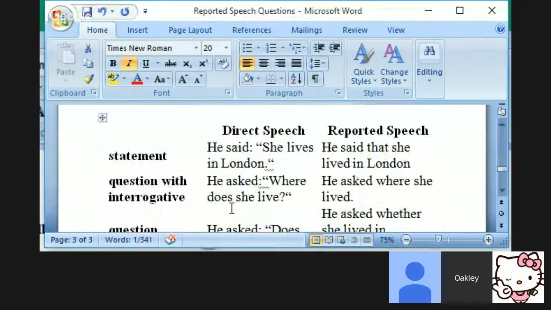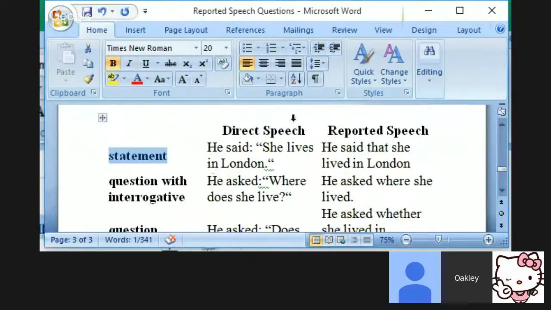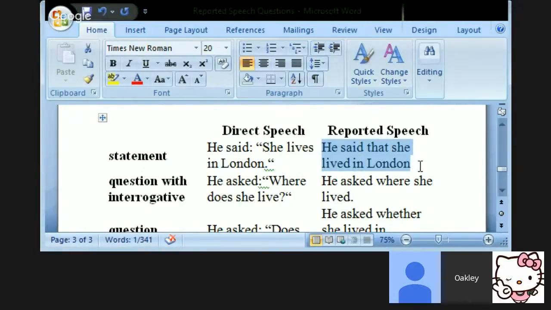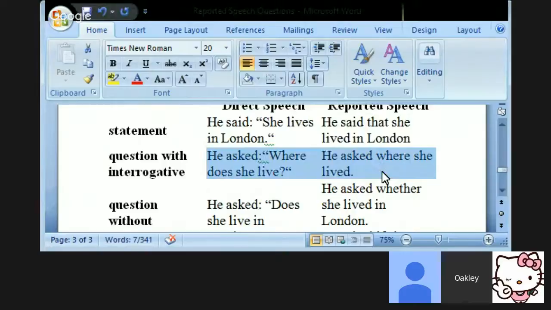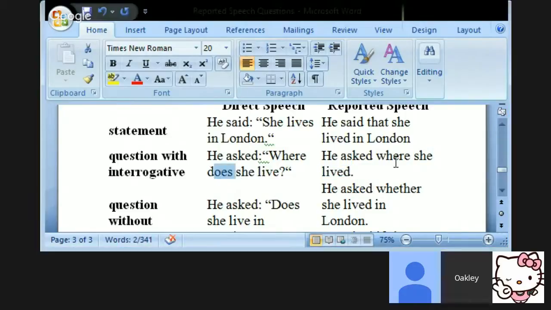For example, a statement, a regular normal sentence. Direct speech: he said she lives in London. In reported speech, we would insert that: He said that she lived in London. Interrogative: where does she live? He asked where she lived. We basically already looked at this. We're using backshift here. We no longer need does, it's not a question anymore, it's a statement.